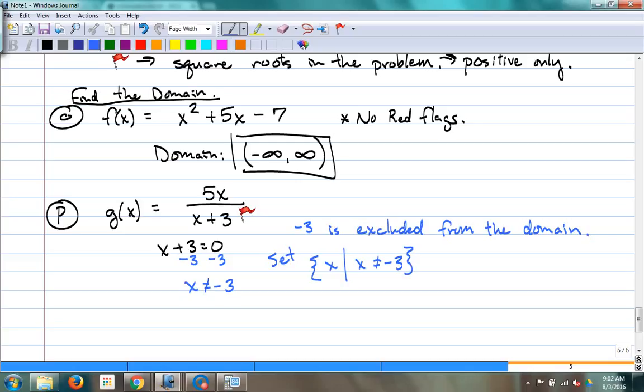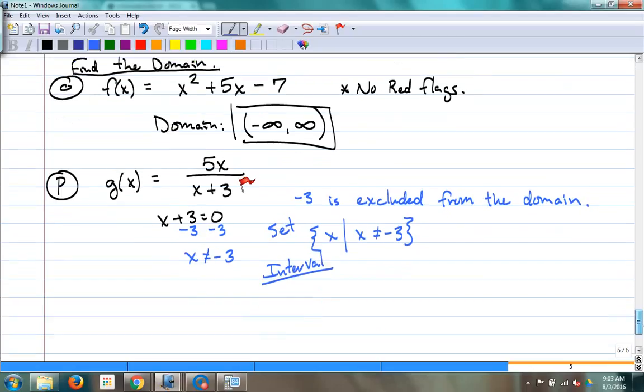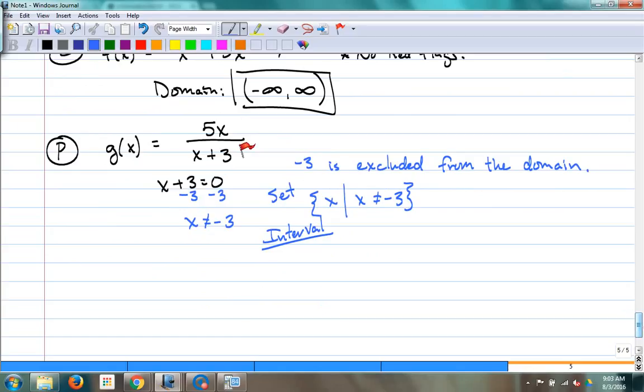So that just means it's all x's, but x can't be negative 3. That's what that says. In interval notation, and this is one of the things that you've got to really work at learning, we're going to go from negative infinity.